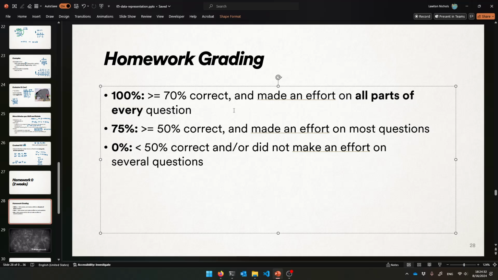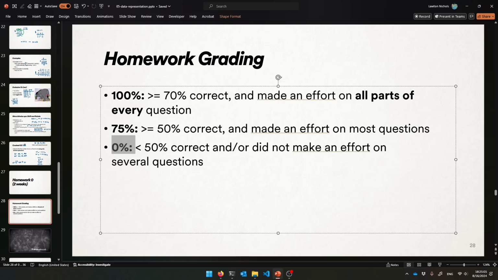If you just write random answers, then I'm not giving you credit, because that doesn't show that you made an effort. Show your work if you want partial credit and you think you got it wrong. Okay, so that's my promise to you. If you show me that you made an effort and you get most of them right still, I'll give you 100%. I will give you a C on your homework, 75%, if you got at least half right and you made an effort on most questions. And I get to break ties as the instructor. I get to use my judgment and give you a 75% if I think you made an effort on most questions.